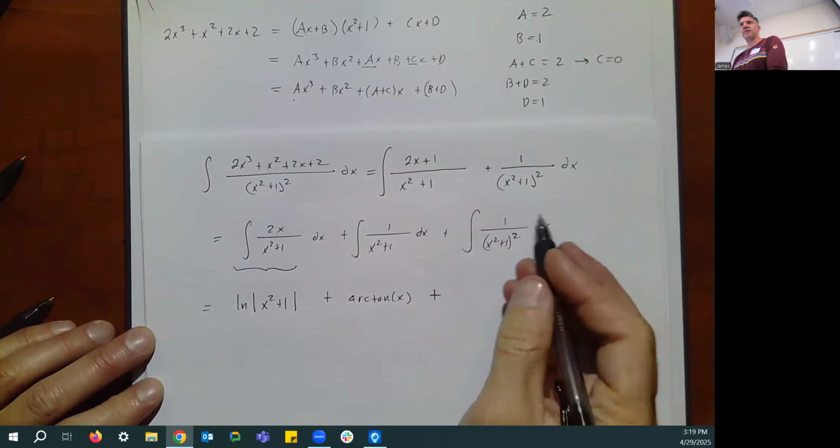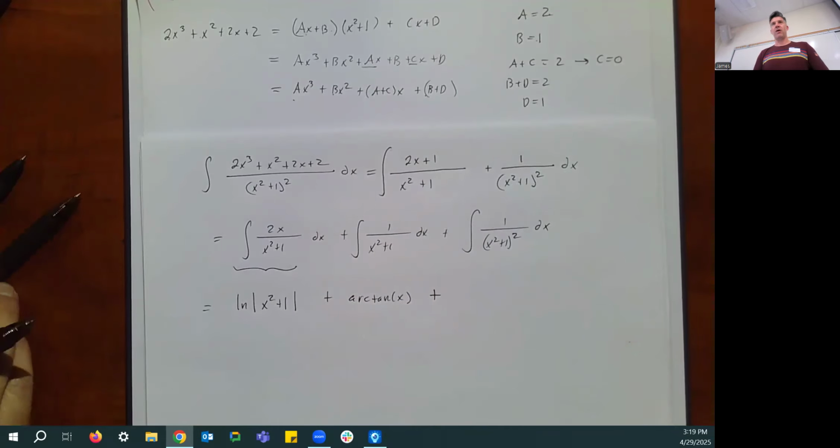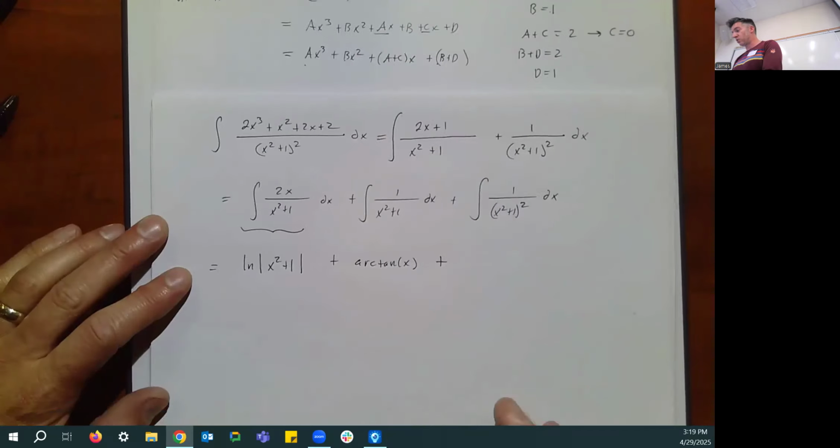And now for this thing, which I was thinking about over the weekend, because I said last time how hard it was. It's not nearly as hard as I thought it was. I think I was imagining some other crazy integral. So let's actually do this one.